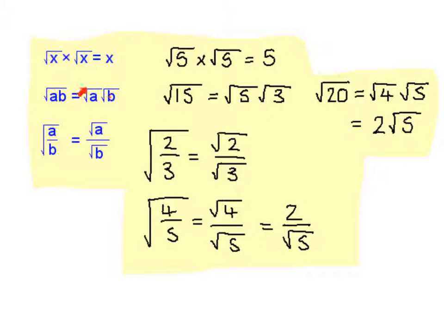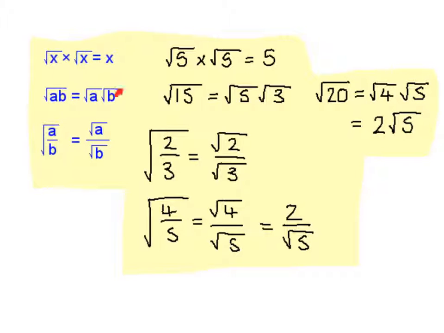Another example using this rule is root 20. So one of the factor pairs of 20 is 4 and 5. So the square root of 20 is equal to the square root of 4 multiplied by the square root of 5, and the square root of 4 is 2. So root 20 is actually 2 root 5.